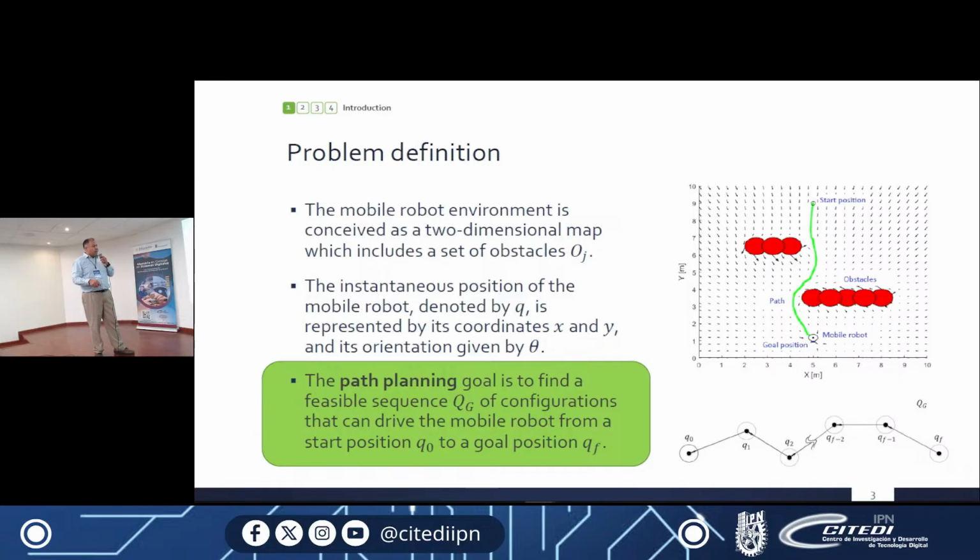This is a zoom in view of the path. This green path is a set of configurations or points to reach the goal.